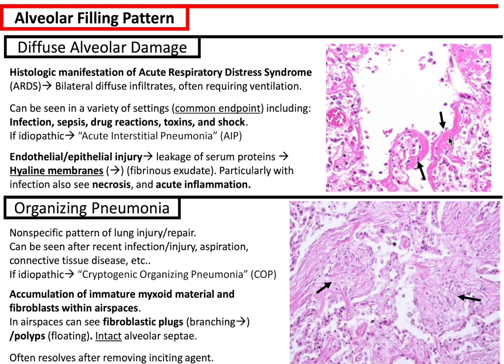Organizing pneumonia. This is a non-specific pattern of lung injury repair. It can be seen after recent injury, infection, aspiration, connective tissue disease, etc. If idiopathic, it's cryptogenic organizing pneumonia, or COP. And histologically, you'll see accumulation of immature myxoid material and fibroblasts within airspace. In airspaces, you can see fibroblastic plugs or polyps. It can be branching, it can be floating. You'll have intact alveolar septae, and it often resolves after removing the inciting agent.